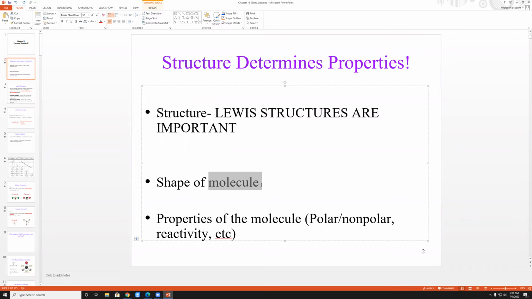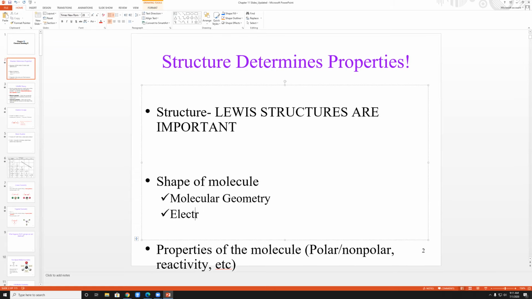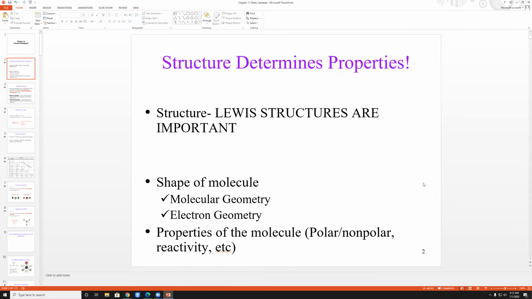And there's 2 types of shape, right? So we're going to be learning about the molecular geometry and the electron geometry, and they are both actually different. One of them is easier than the other, but they both describe different phenomena and go through different concepts. Also we'll be talking about how the shape of the molecule affects its properties, so reactivity, polarity. We learned how to determine if a bond was polar. We didn't really talk about what makes a molecule polar.